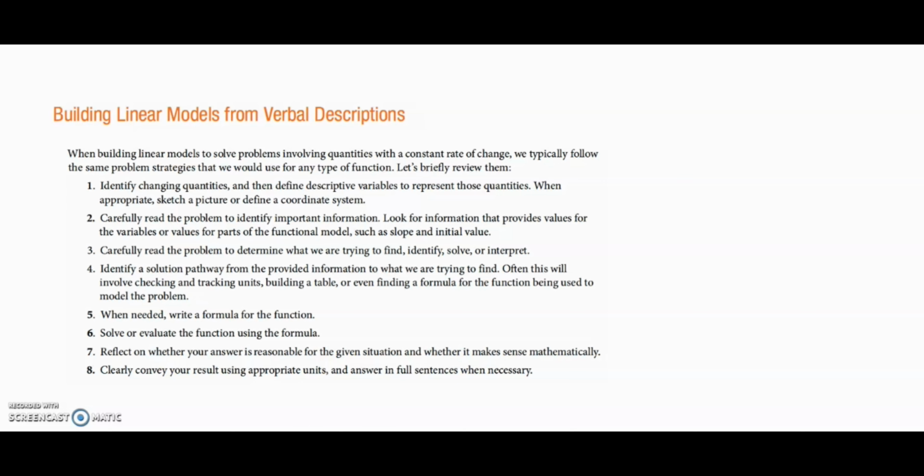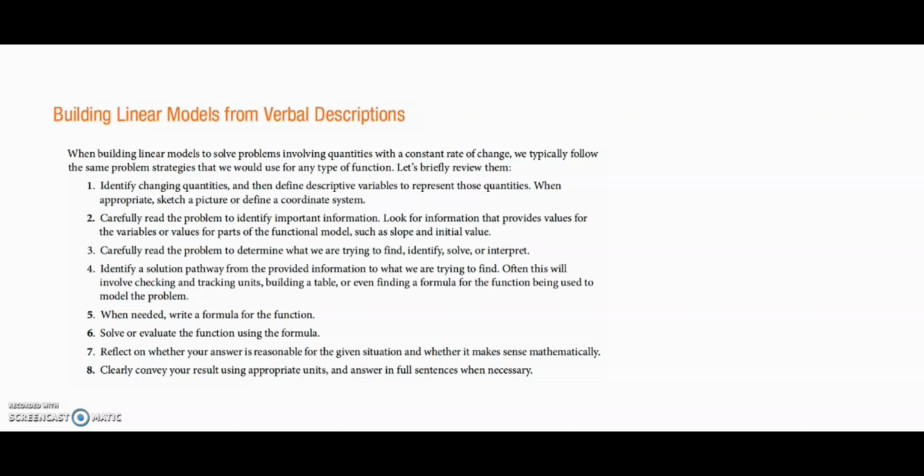Let us look at some of the ways that we can build linear models from verbal descriptions. Number one, identify changing quantities and then define variables to represent those quantities. When appropriate, sketch a picture or a coordinate system. It is very, very helpful. Number two, read the problem once, read the problem twice, as many times as it takes. Look for information that provides values for the variables or values for part of the functional model. One of the things to look for are slope or an initial value.